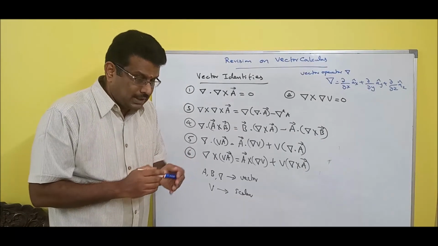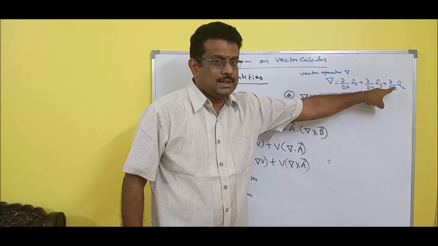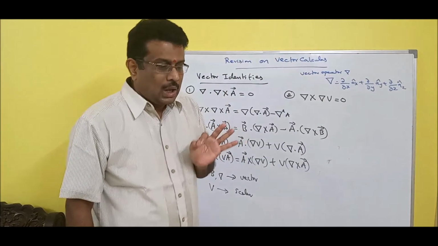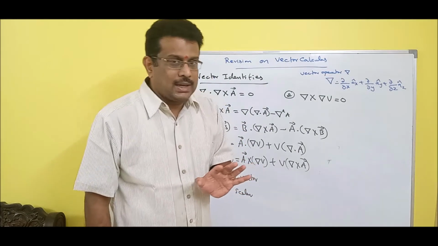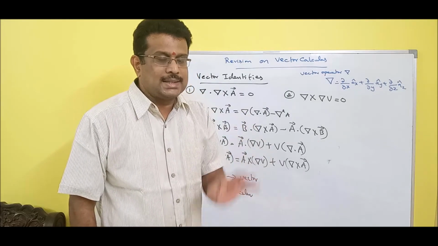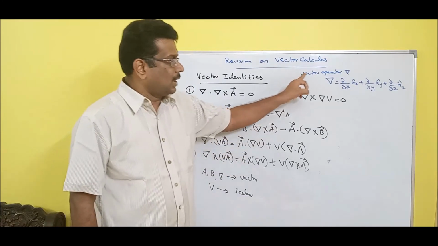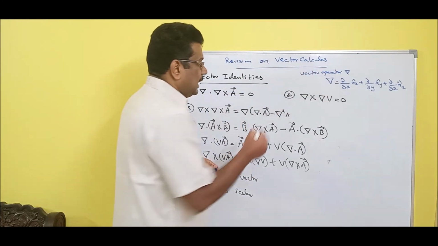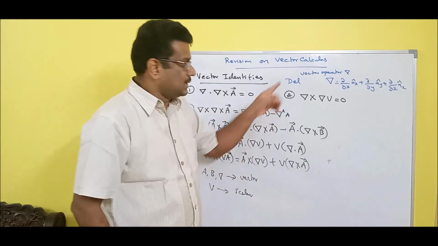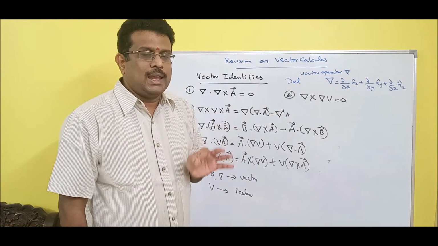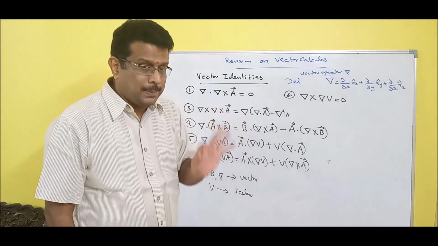Please remember, I am repeatedly saying that: don't get shocked. Direction is there. So who is del? What does del say? It says variation with respect to direction. It is a vector. If you want to make a note: del is a vector operator which says variation of a quantity with respect to direction. Keep it in mind.